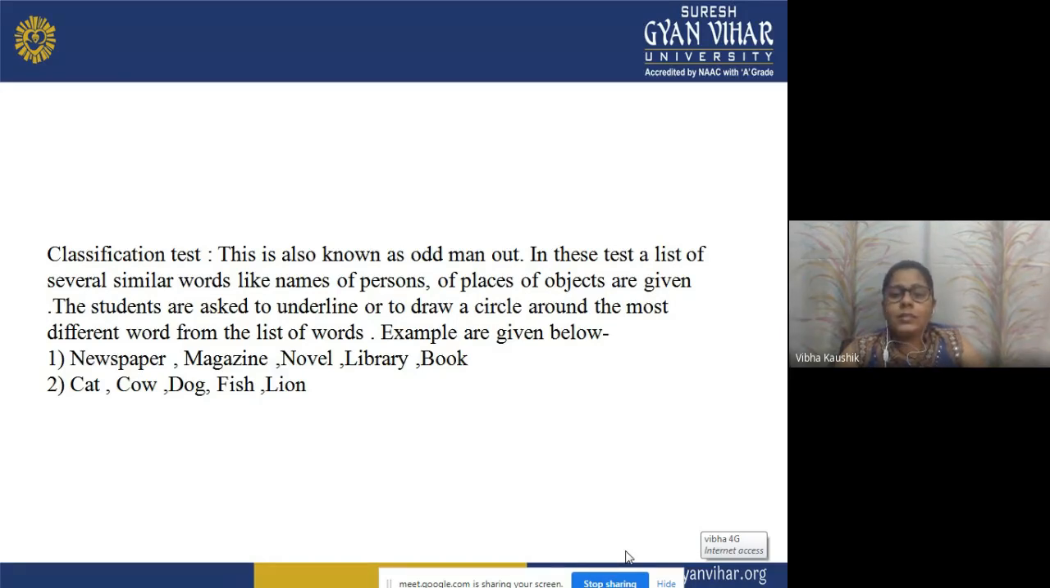Now the student has several words like newspaper, magazines, novel, library, and books. The teacher can ask the student either to underline the odd man from the given several words, or to make a circle on the odd man, which he found is not similar to the given choices. The second option is cat, cow, dog, fish, and lion. The student has to do the same thing again for the second one.